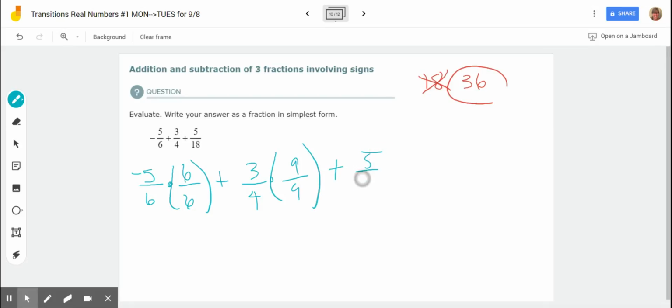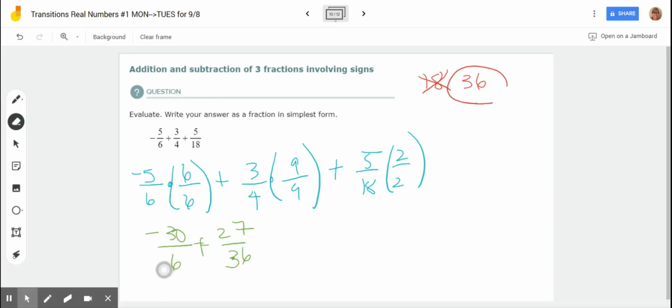And then 5/18. We're going to multiply that by 2 over 2, because 18 times 2 is 36. Again, to multiply fractions, just multiply the tops and the bottoms. This is not adding, this is multiplying. So we're going to go negative 30 over 36 plus 27 over 36. Did I put 6? I meant 36. I said 36 and I wrote 66. Where's my brain? I left it. Okay, here we go. 5 times 2 is 10 over 36.